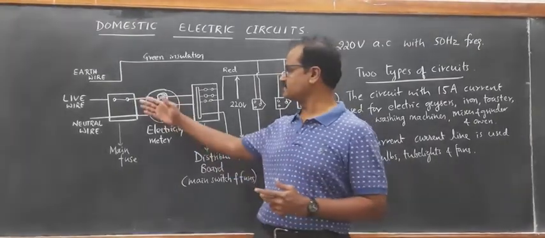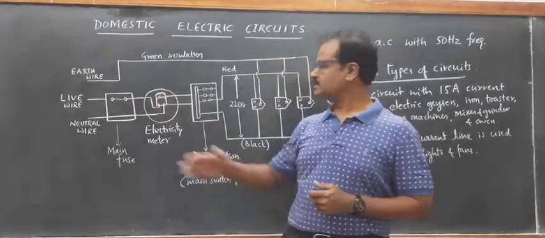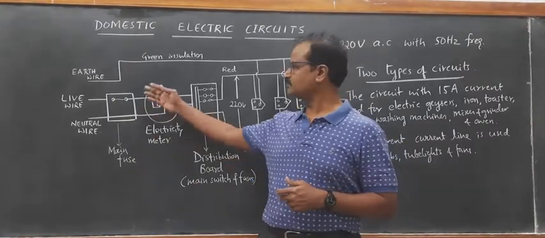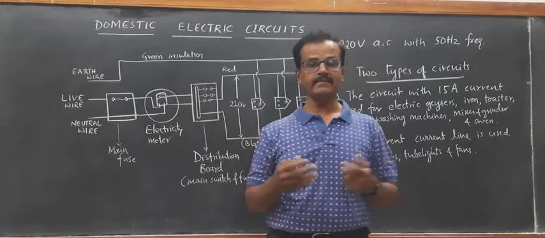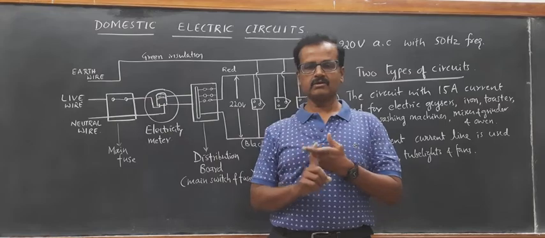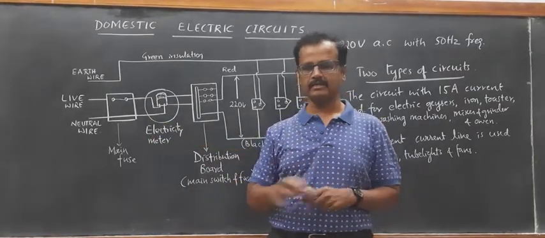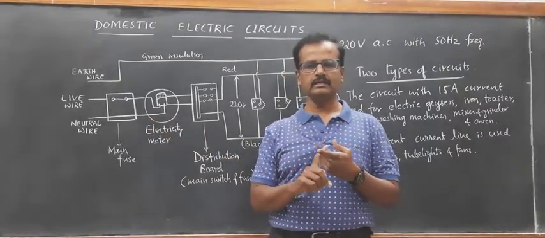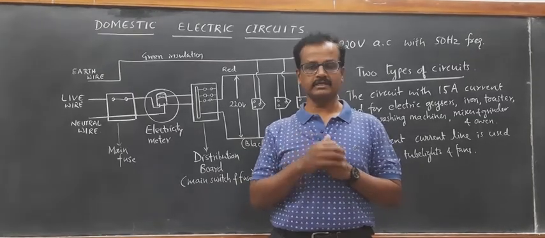Short circuit means sometimes over a period of time, insulation of these wires may be damaged. Insulation means the plastic insulation that is used in the connections. In that case, if the live wire crosses over the neutral wire, which is the one that doesn't have any current, then a huge amount of current flows. That is called short circuit.